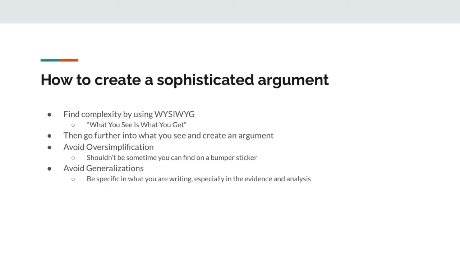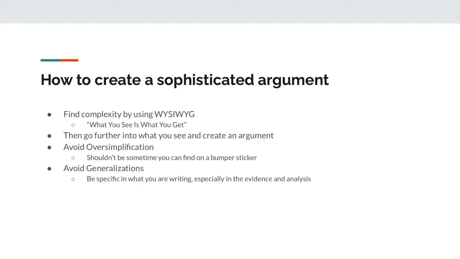Now you might be thinking, how do I create a sophisticated argument? Well, the first thing that you need to do is find complexity using the acronym WYSIWYG, which stands for what you see is what you get. Then you need to break it. This means that you need to go further into the text and not just find what you see, but think of all the ambiguities about the text and go from there.